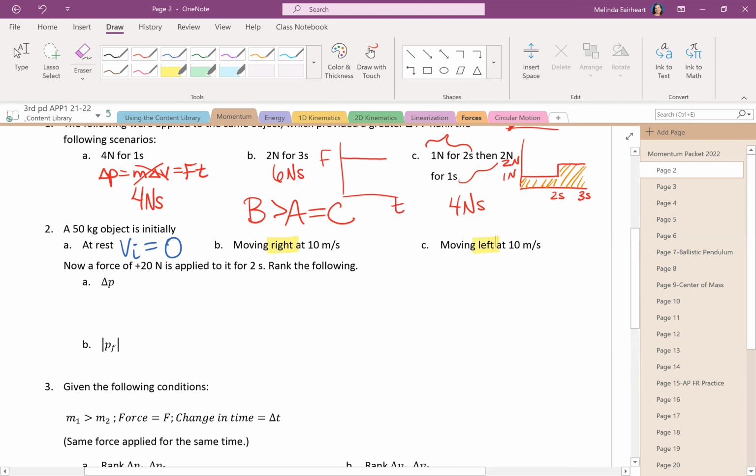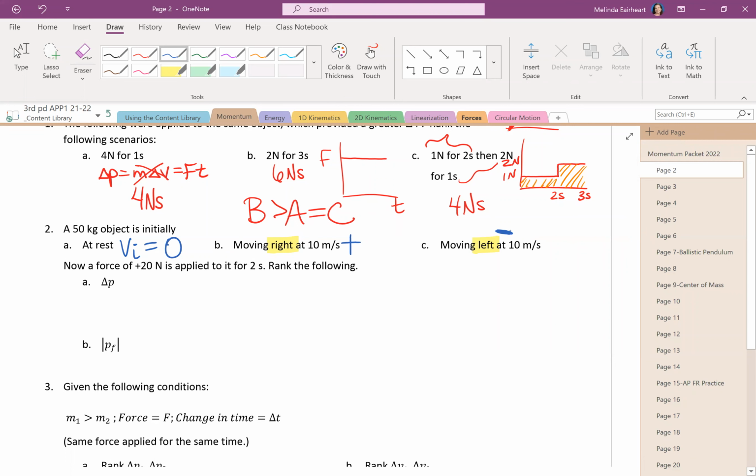Who's positive today? Right or left? Because ultimately it doesn't matter. What do y'all want? Right, so standard sign convention, we'll call right positive, left would be negative. And so I've got these three different initial velocities. Now we're going to exert a force of 20 newtons for 2 seconds on each of these scenarios.